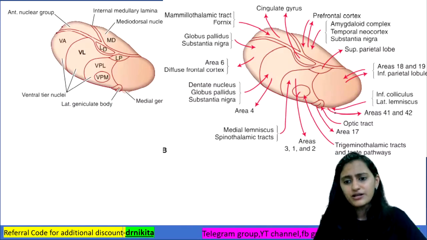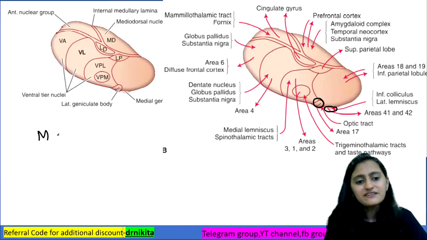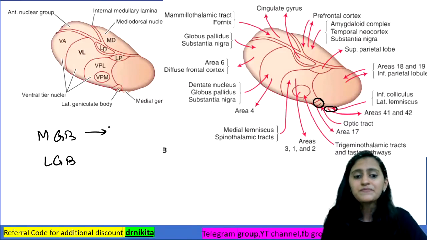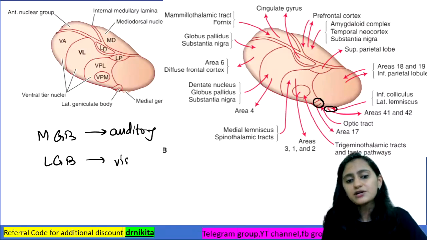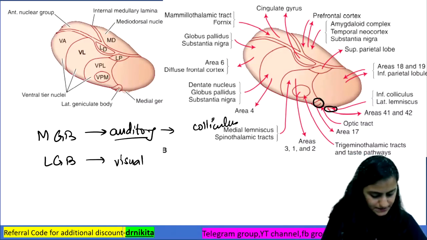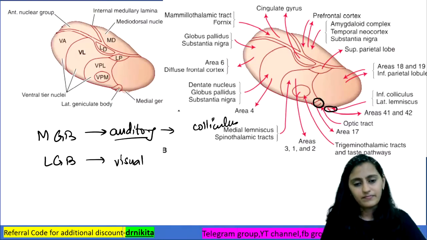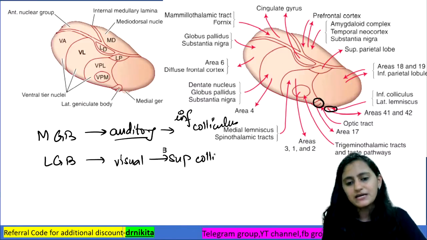The next thing that is important to know here, so you have the medial geniculate body and the lateral geniculate body. What are the functions of these? Very, very important. Medial geniculate, lateral geniculate, parts of metathalamus. Medial geniculate body is your auditory pathway. Lateral geniculate body is your visual pathway. Medial auditory pathway is which colliculus? Inferior colliculus or the superior colliculus? It is the inferior colliculus, and visual is your superior colliculus.